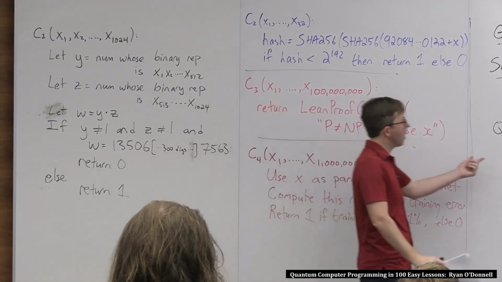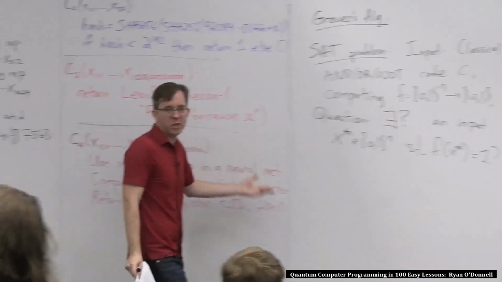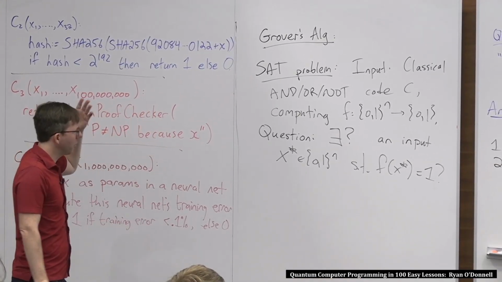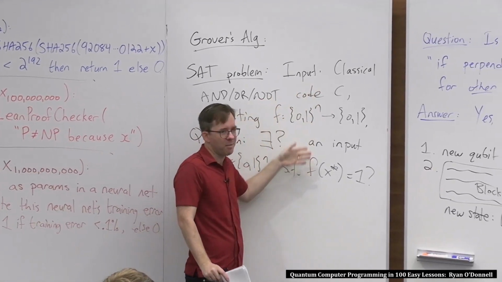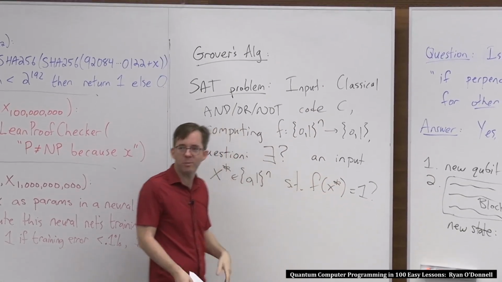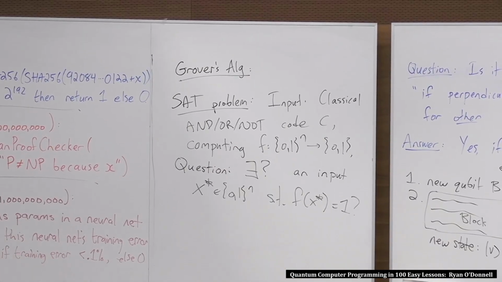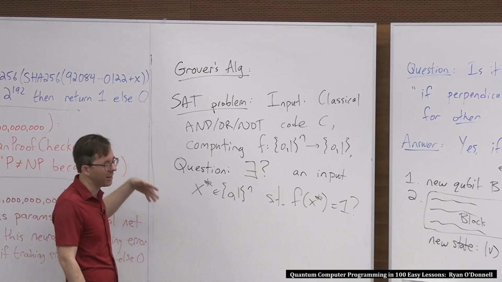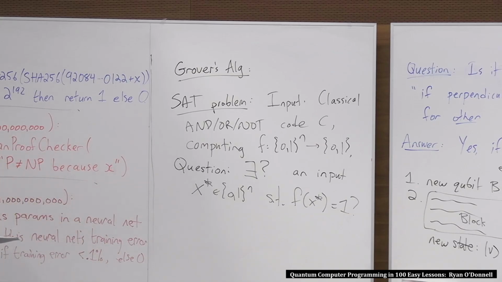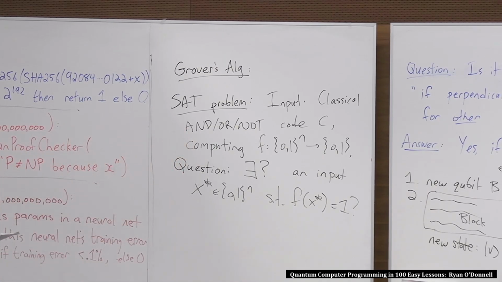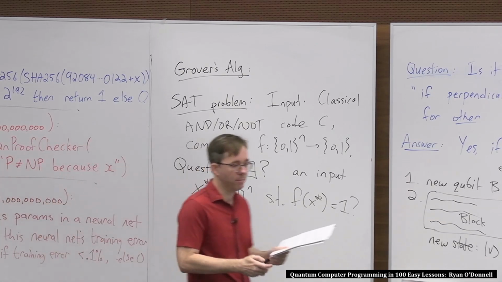And such a string x star that makes f output 1 is called a satisfying string. It satisfies this code, and that's why it's called SAT. And another small thing is, C and f are basically the same thing. I'll use C to mean the actual source code and f for the function it computes, but it's not going to be a very big deal. Technically, this problem is actually called circuit SAT, but circuit SAT and SAT are basically the same thing. It's the canonical NP-complete problem, as I hope you learned in 251 or some such course. And so it's a very hard problem, seemingly.